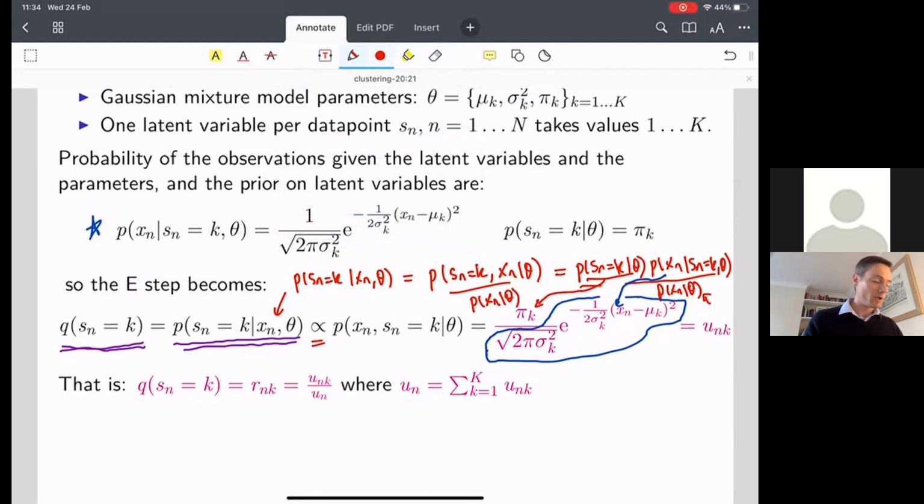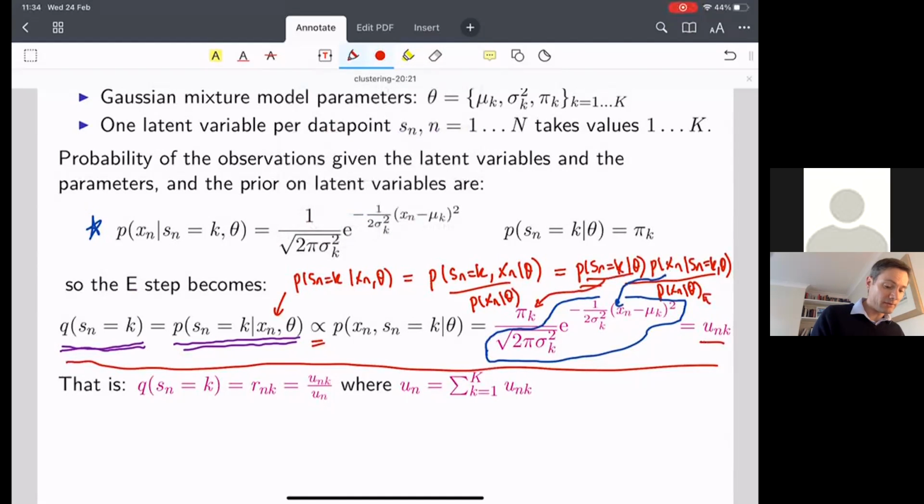So what this line says is that the probability of coming from cluster K is proportional to this term UNK, and the UNKs are just the Gaussian evaluated for that value of xn and that cluster K, multiplied by the prior probability of coming from that Gaussian, which is just the pi k.